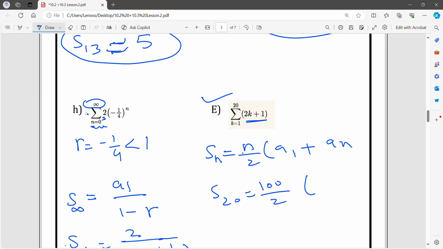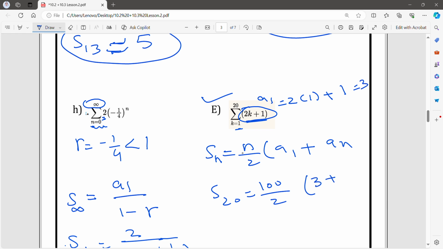A1 you will find by replacing the k value here, right? A1 means first term, so k equals 1. So 2 times 1 plus 1. This will be your a1. Take the expression, replace the k value by the starting k value. And this is equal to 3. So it means a1 is 3.